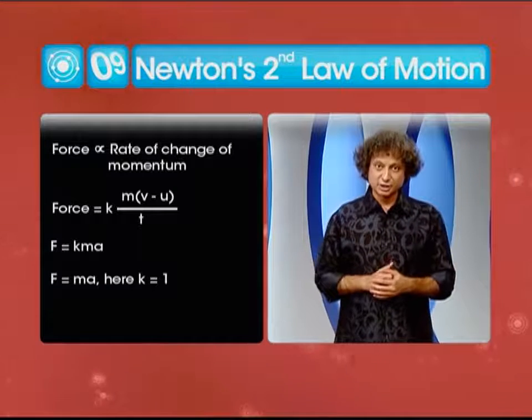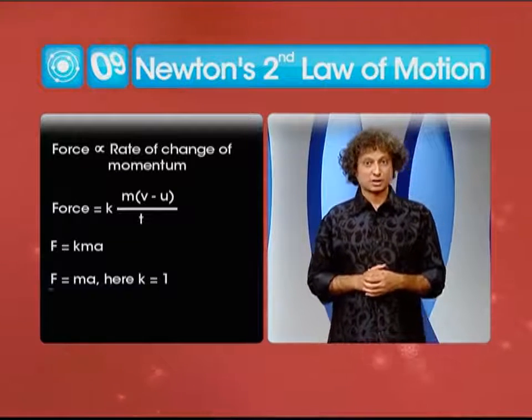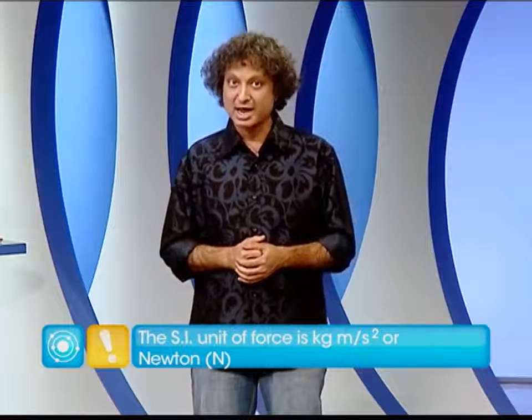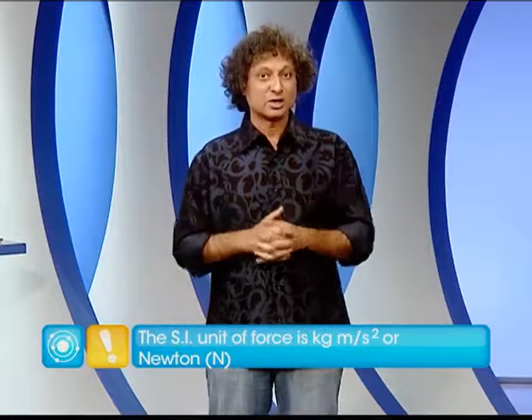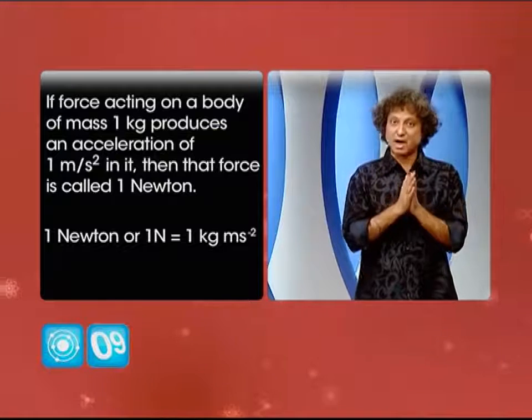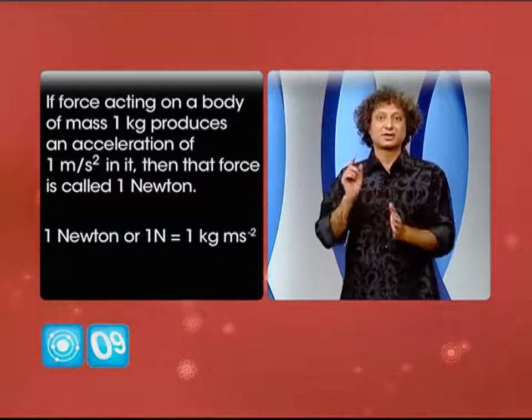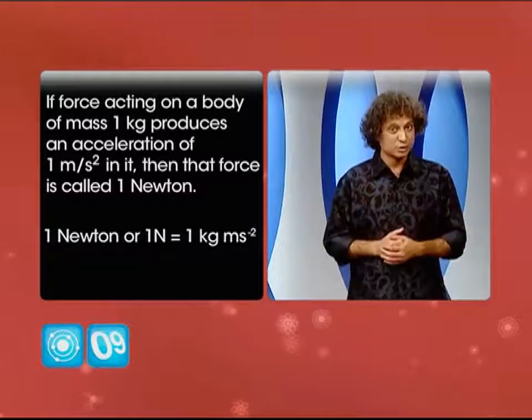The unit of force is chosen in such a way that the value of constant k becomes 1. Hence, we get force as the product of mass and acceleration: F = ma. The SI unit of mass is kilograms and of acceleration is meters per second square. So the SI unit of force is kilogram meters per second square or Newton, which is denoted by the symbol N. If a force acting on a body of mass 1 kg produces an acceleration of 1 meter per second square in it, then that force is 1 Newton.